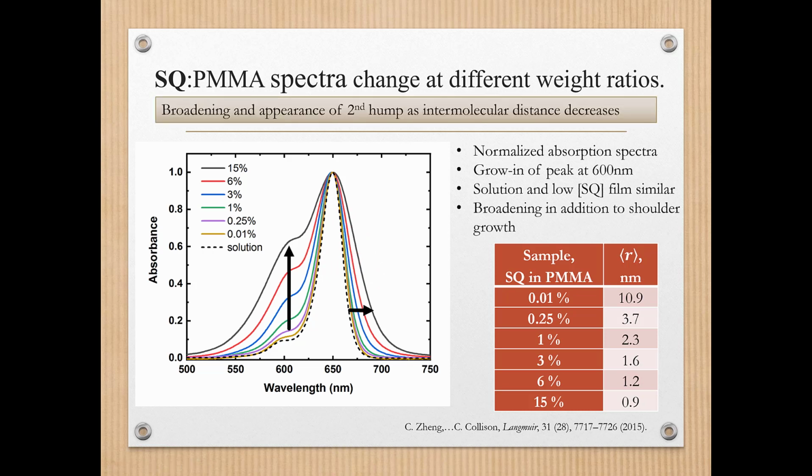Now, in this particular case, I have quite a busy slide. I've also got bullet points over here on the right-hand side, on the top right-hand side. A lot of information here, but the subtitle, broadening and appearance of a second hump as intermolecular distance increases, tells the audience really what I care about. Then the audience might recognize, oh yes, there's broadening in this spectrum, and there's also a second hump that starts to increase in here.